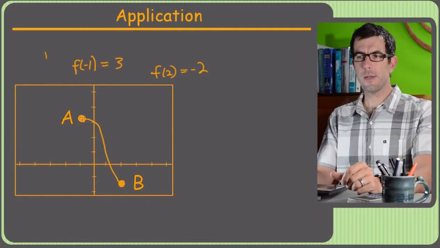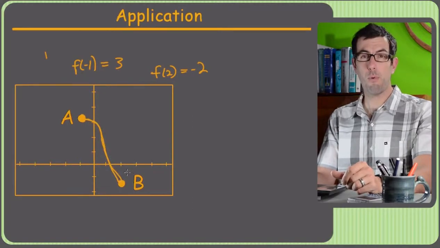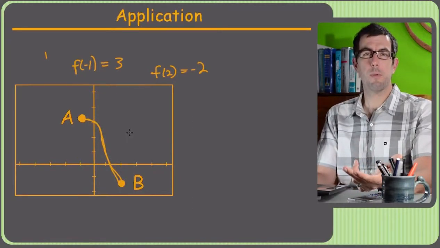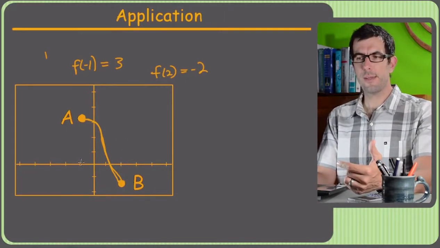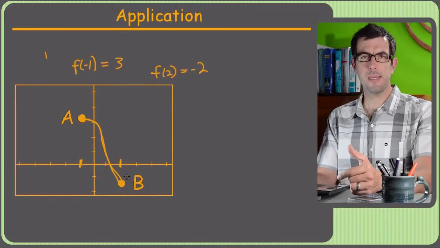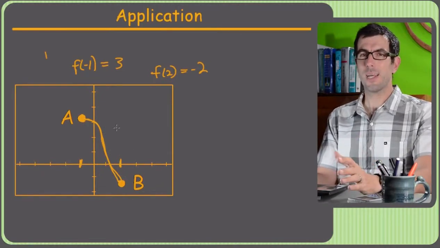Doesn't it make sense that in order to get from this point to this point down here with a smooth line, I must cross the x-axis at some point? I don't know where it is. That's what's dumb about this theorem. It doesn't tell you where it crosses the x-axis. It just narrows it down to somewhere between here and here, because those are the x-coordinates of A and B. So that's why it's useless.